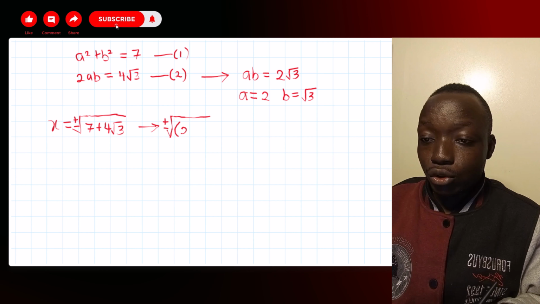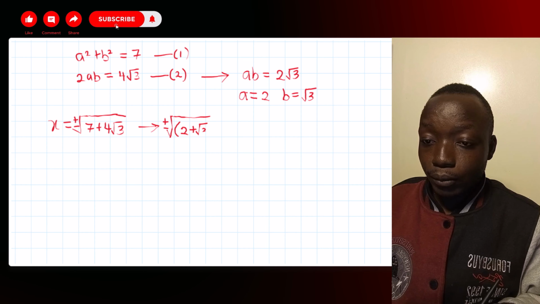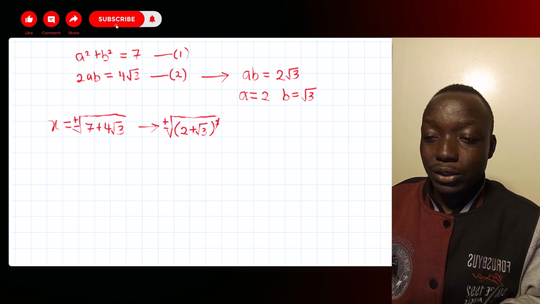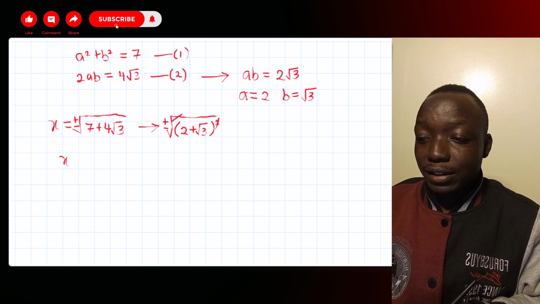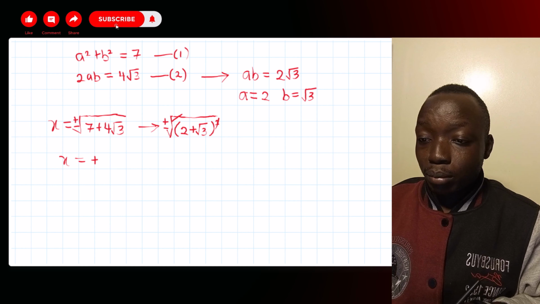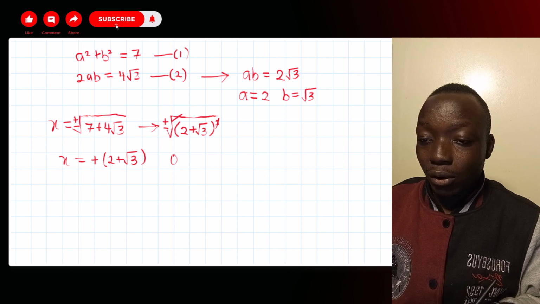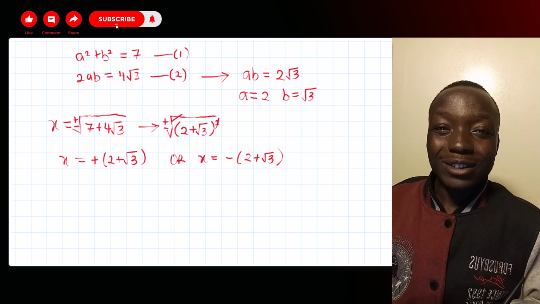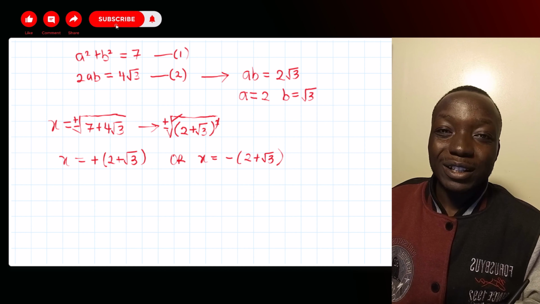This is going to be 2 plus square root 3, squared. So this is what we have. So this square cancels this square root. So we're going to have that x is equal to plus 2 plus square root 3. This is the positive version. Or x is equal to minus 2 plus square root 3. So we have found the first two roots of the equation.